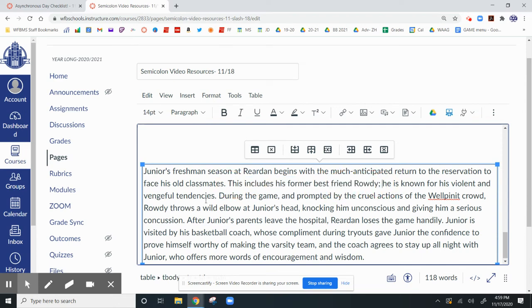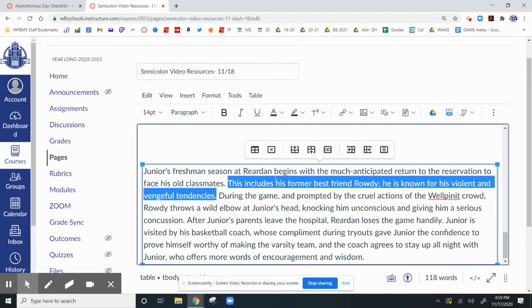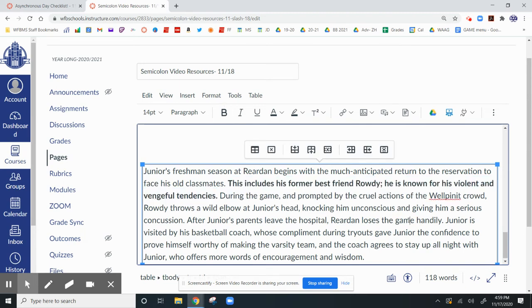He is known for his violent and vengeful tendencies. He is my subject. What about he is known for his violent and vengeful tendencies? Both sides are talking about Rowdy. This would be an example of a properly used semicolon.